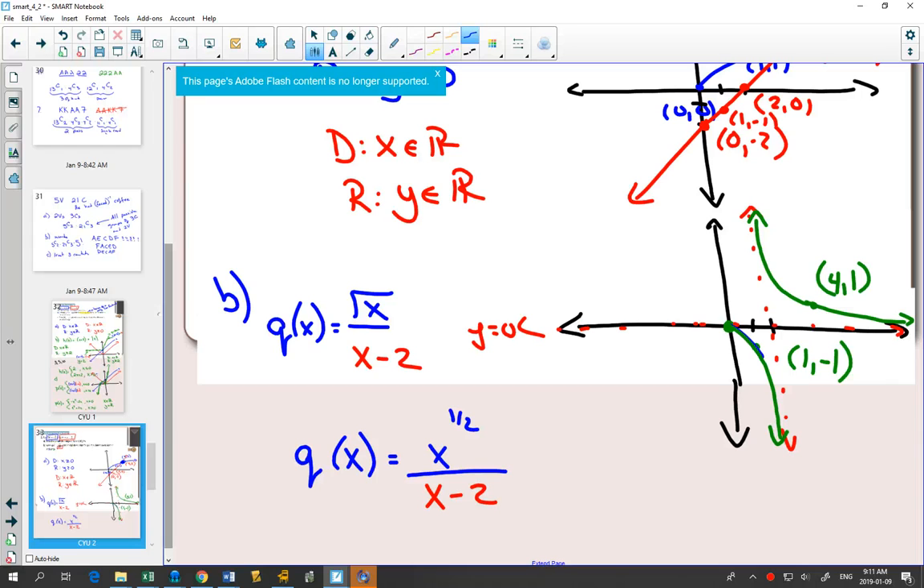What did we do when the degree was bigger in your denominator? We always had an asymptote at y equals 0. And if I change the square root of x to x to the 1/2, on the bottom my degree is 1, on the top my degree is 1/2. I have a bigger degree in my denominator. I'm going to have an asymptote at y equals 0. Because the idea is, as x gets really, really big, the square root of x is smaller than x. And when you divide by a bigger number, you get closer and closer to 0.